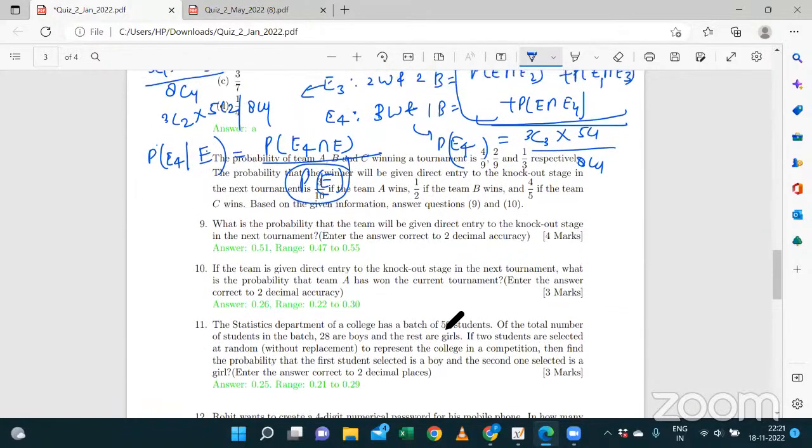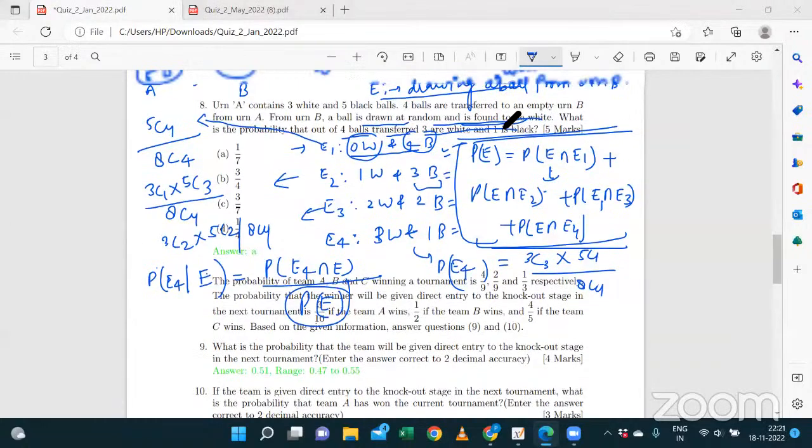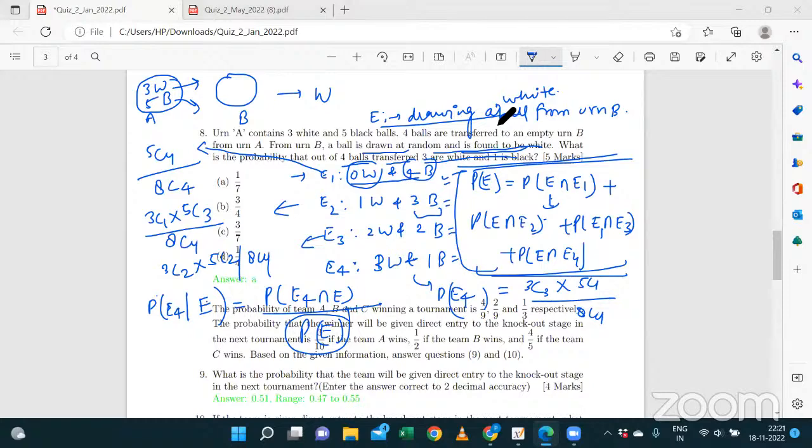Hello, sir. In the question, instead of 3 white and 1 black, if the answer asks for 2 white and 2 black, then we consider only the first three cases, right? No. See, you have to transfer 4 balls in total. So in how many ways can I transfer 4 balls? These are the 4 possible cases according to the given number of balls. It will change, but you have to consider all 4.